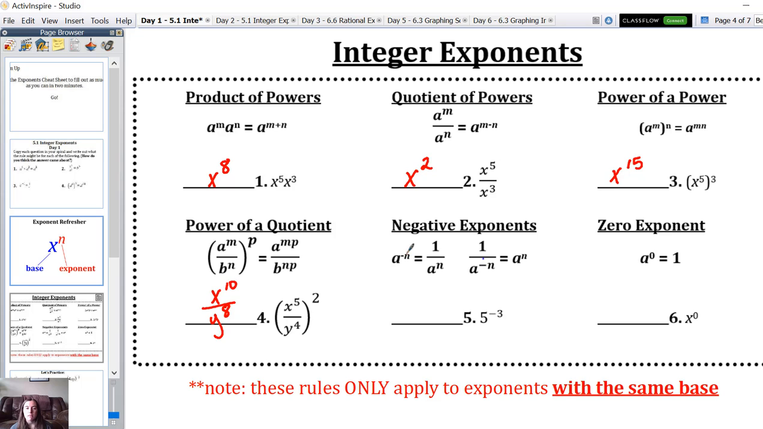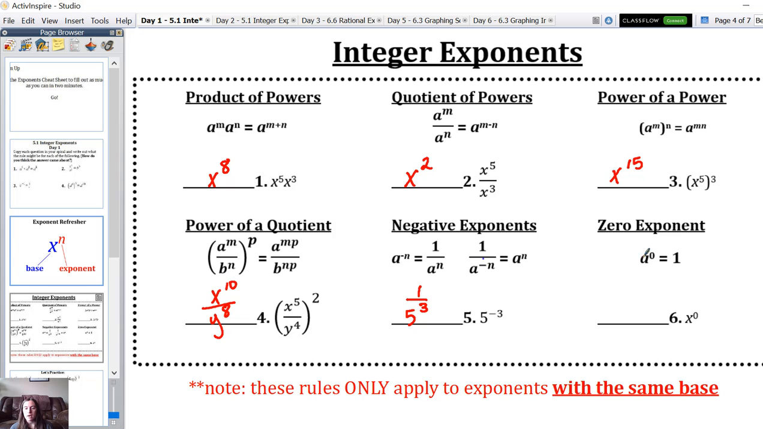If we have a negative exponent, we can rewrite that as a fraction, 1 over, and then we're going to keep our same base but switch the sign of the exponent. So we start with a to the negative n, that becomes 1 over a to the n. If you already have it in a fraction and you want to take that negative exponent out of a denominator, we would just change 1 over a to the negative n to be a to the n. So in this example, 5 to the negative 3 can be rewritten as 1 over 5 to the positive 3.